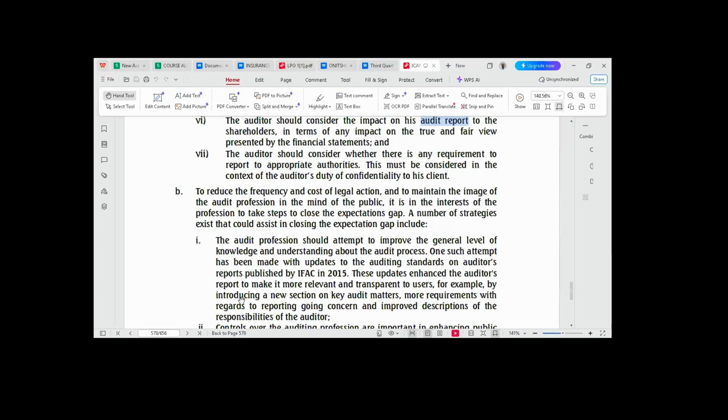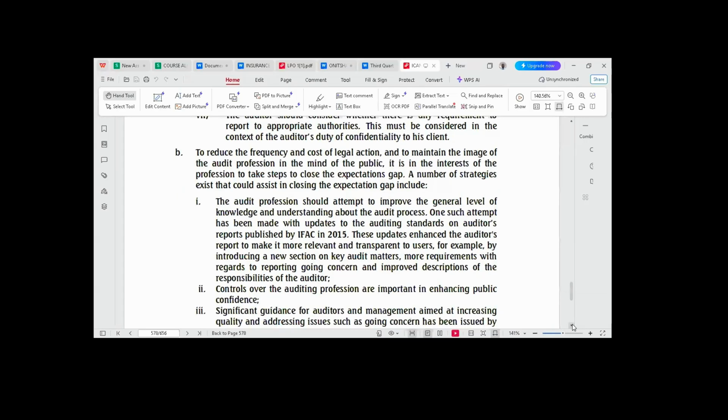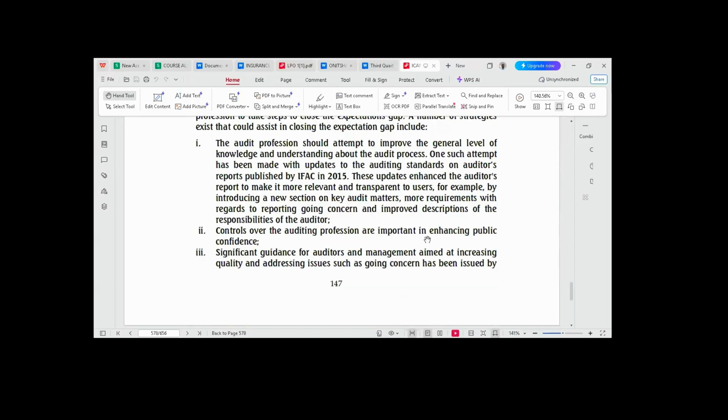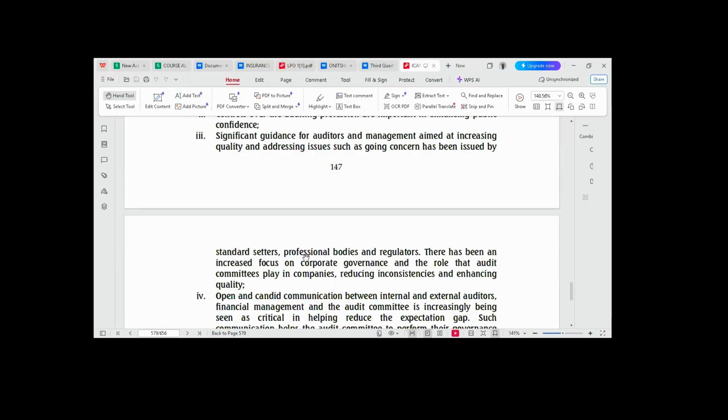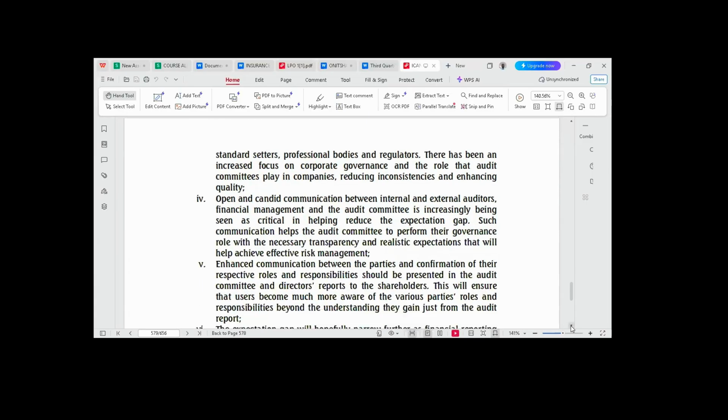For example, by introducing a new section on key audit matters, which we have discussed, more relevance, and more requirements with regards to reporting going concern. And going concern, we also looked at that, and an improved description of the responsibilities of the auditors. Control over the auditing profession is important in enhancing public confidence. Significant guidance on auditors and management, aimed at increasing quality and addressing issues such as going concern, has been issued by the standard setters, professional bodies, and regulators. There has been an increased focus on corporate governance and the role that audit committees play in companies, reducing inconsistencies and enhancing quality. Then these are other aspects of looking at the expectation gap.